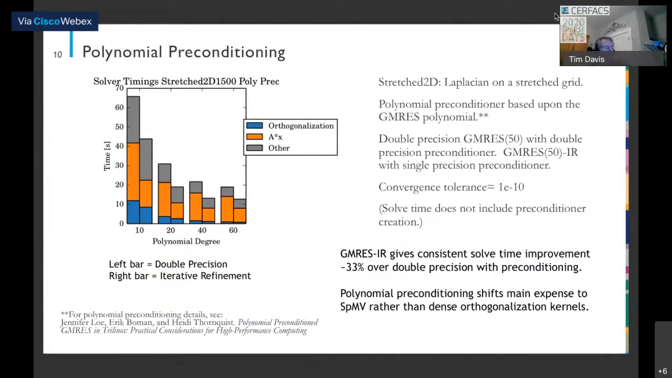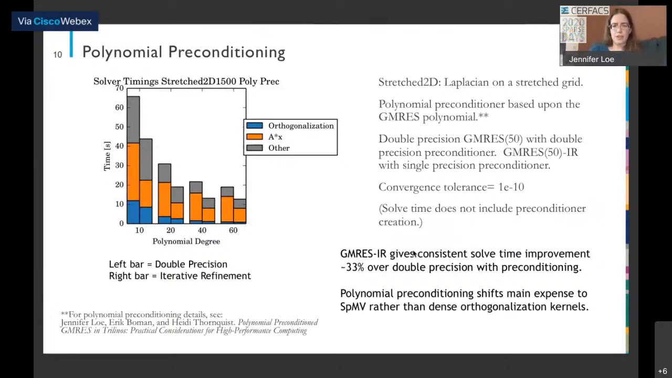Okay, finally, some preconditioning. So I've added a polynomial preconditioner to our GMRES with iterative refinement. And this polynomial preconditioner is both computed and applied in single precision during the GMRES single precision solve. This is the same polynomial preconditioner that Ron Morgan talked about several talks ago. We've implemented it into the Belos linear solvers library. This particular problem is on a Laplacian with a stretched grid, but of course you could use it with any non-symmetric matrix as well.